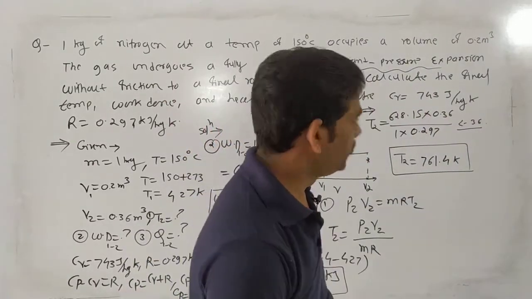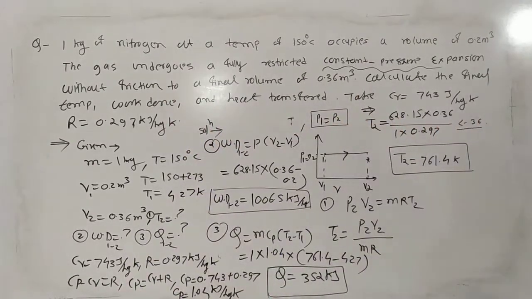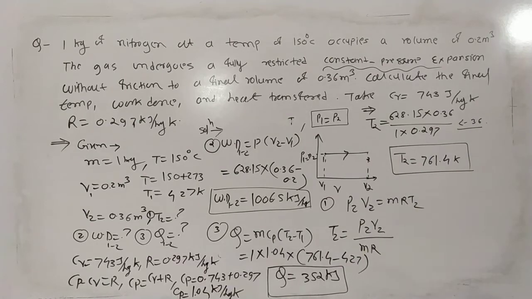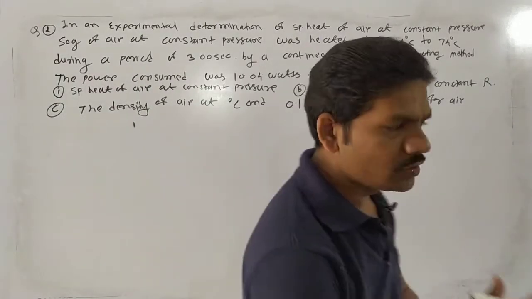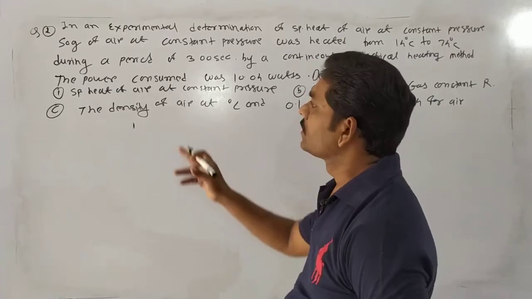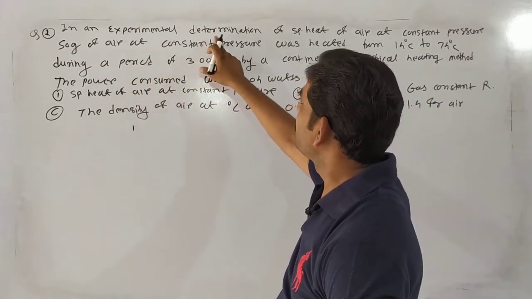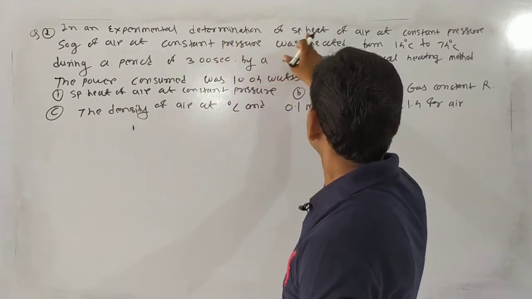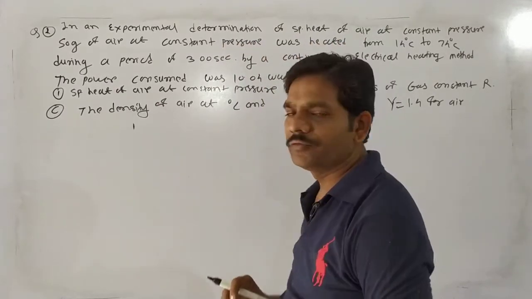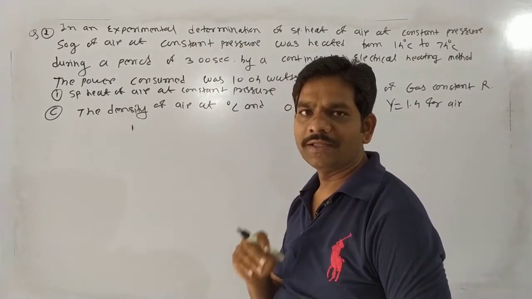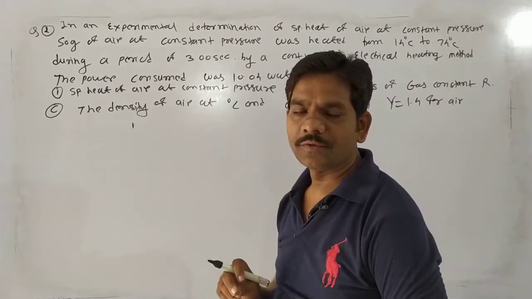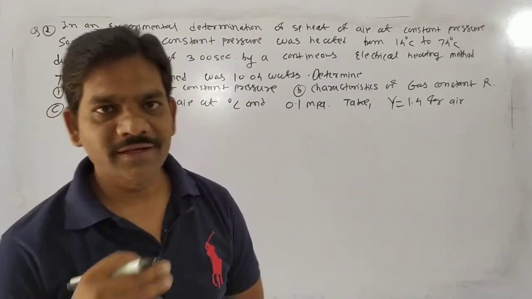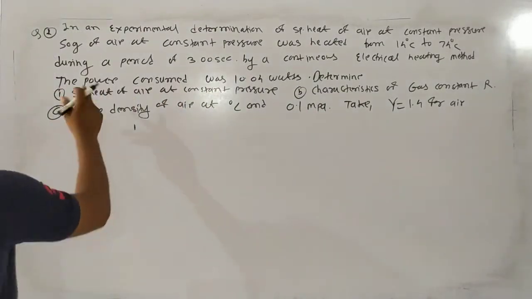Okay, boys. So let's discuss problem number 2. This is problem number 2 of a constant pressure process. So read the problem. In an experimental determination of the specific heat of air, means we have to do an experiment to determine the value of specific heat of air at constant pressure. What is the condition used there? Constant pressure. 50 gram of air.